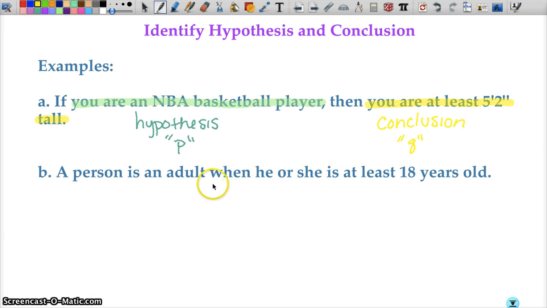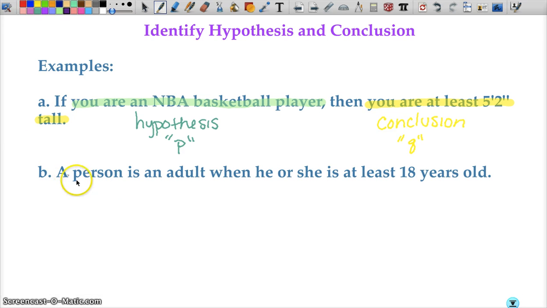All right, now in your second example here, a person is an adult when he or she is at least 18 years old. Well, what we don't have is the word if, and we don't have the word then. So what we're going to do is take that statement and actually write it in that form first, and then we can identify what our hypothesis and conclusion is. So the key thing is we want to keep these words generally in the same order that they're already in. We don't want to switch them around or change any meanings.